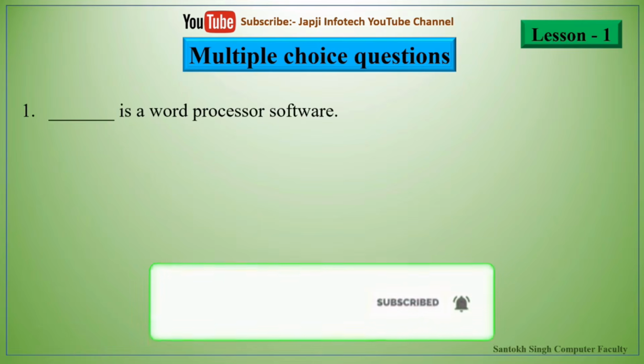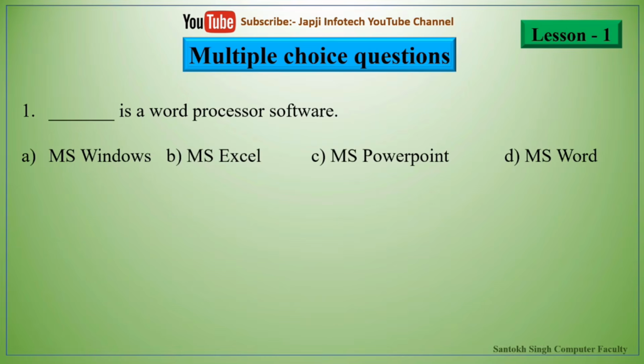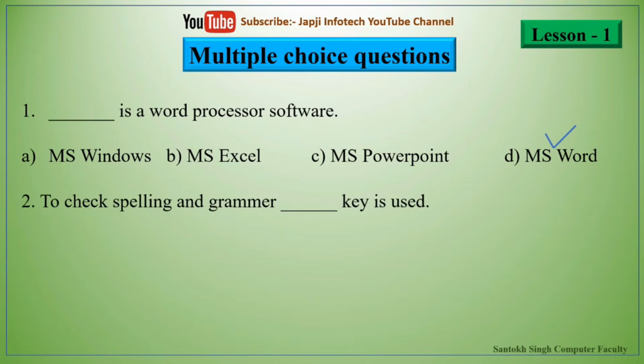The first one is dash is a word processor software, and the options are MS Windows, MS Excel, MS PowerPoint, MS Word. So the right answer is MS Word is a word processor software. The second one is to check spelling and grammar, dash key is used. The options are Control plus F7, Alt plus F7, F7 and Shift plus F7. So the right answer is to check spelling and grammar, F7 key is used.